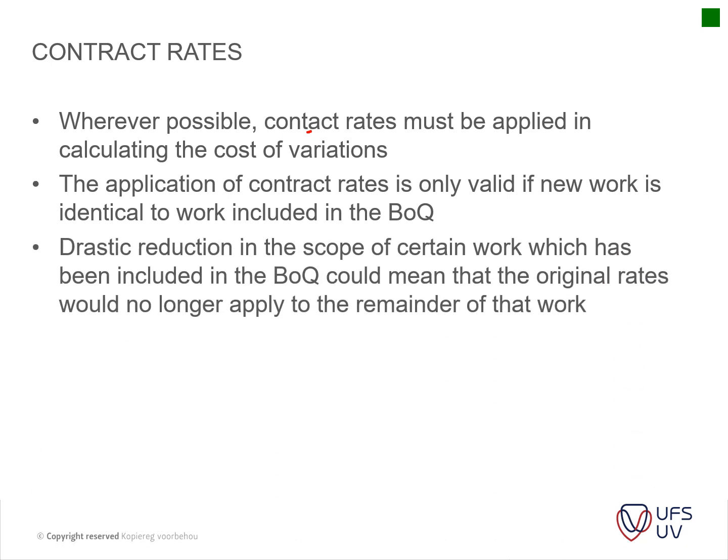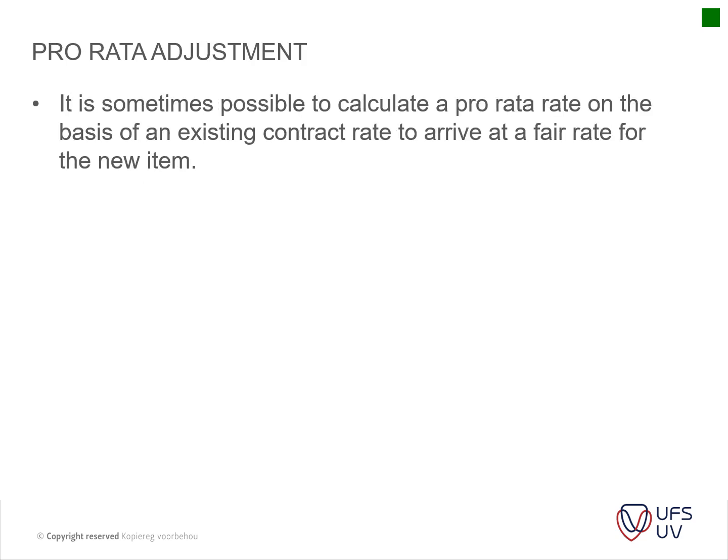Okay, a drastic reduction in the scope of certain work which has been included in the BOQ could mean that the original rate would no longer apply to the remainder of the work. So that's what we already spoke about. If there's a change in the specification, then the rate will have to be adjusted. Okay, pro rata adjustments. It is sometimes possible to calculate the pro rata rate on the basis of the existing contract rate to arrive at a fair rate for the new item. So basically this is just a negotiation process.